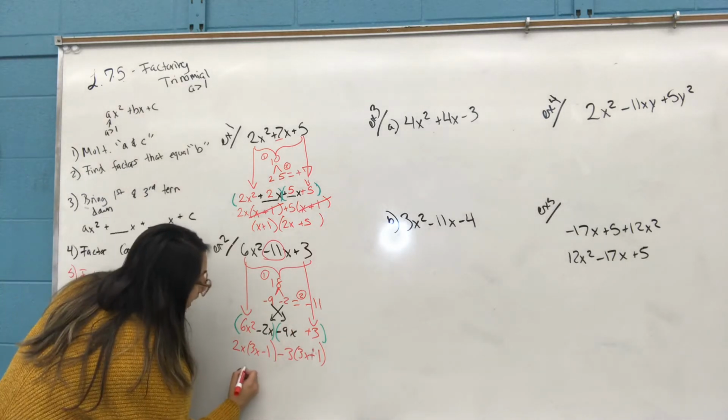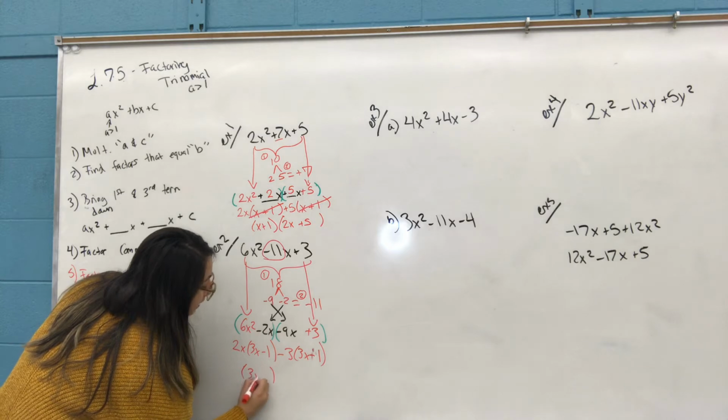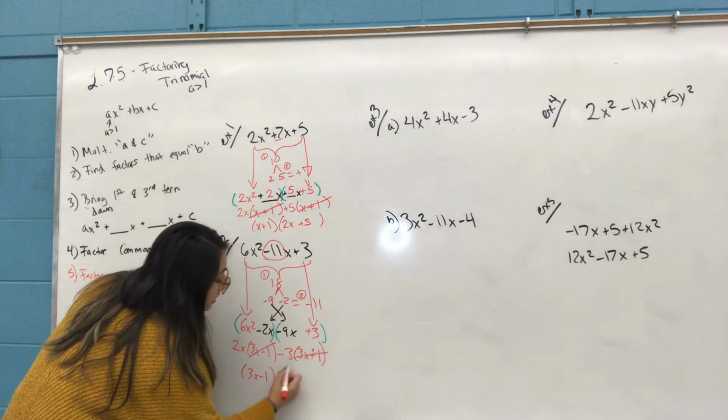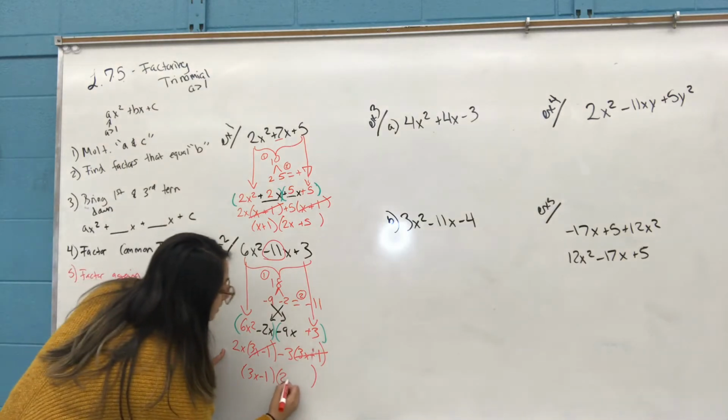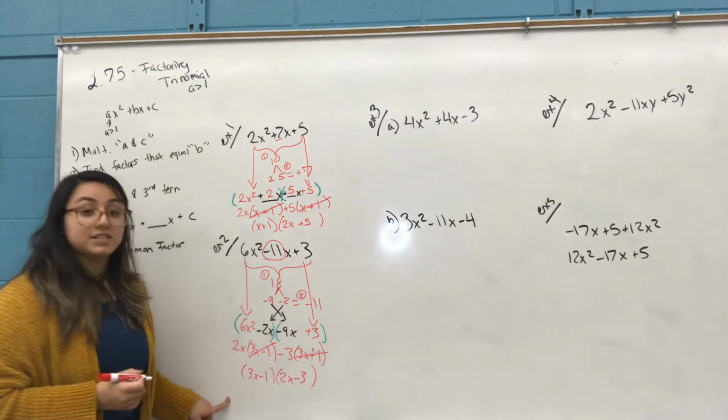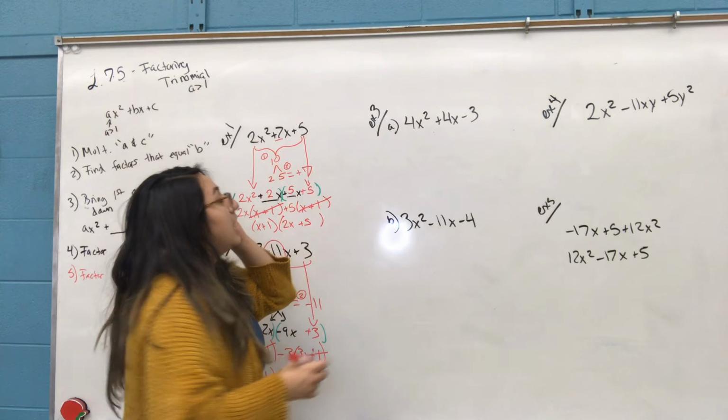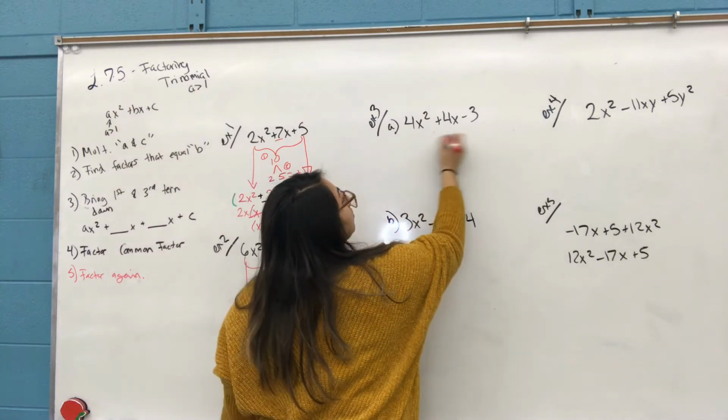Now, from this step, we factor again. There should always be a binomial in common, and they do. Factor out that binomial, and then you're left with a 2x minus 3, and that's your answer. Go on to the third one. 4x squared plus 4x minus 3.